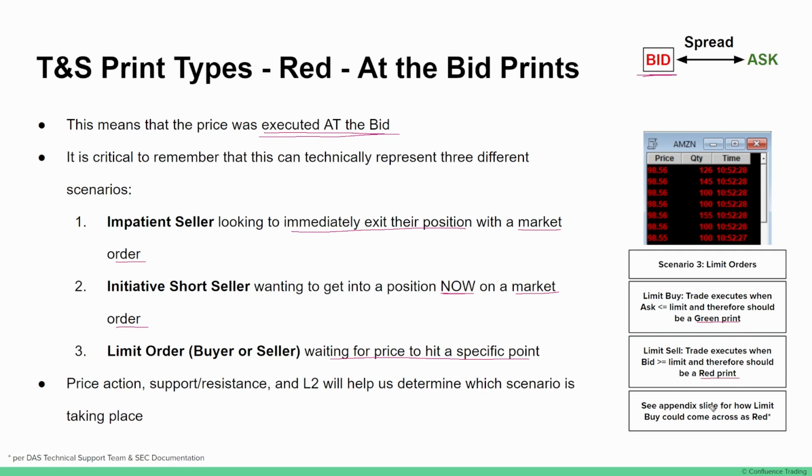And if you're executing a limit sell, you should show up as a red print. However, I have an entire appendix slide at the end of this lesson that shows that that's not always the case. So if you're interested in diving into that more, you can watch that slide at the end of this lesson. However, the point here is that you have two very impatient participant types and one potentially very patient participant type. So we'll use price action, where we're at in terms of support and resistance, and what our level 2 is telling us to determine which of these different participant types are involved.